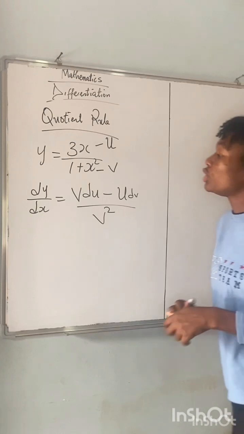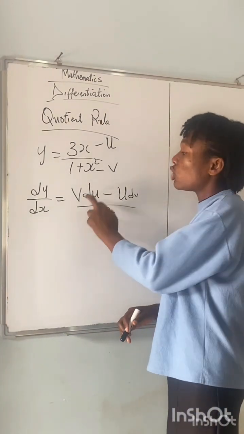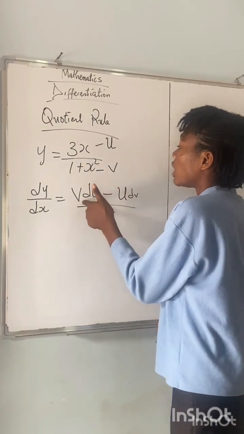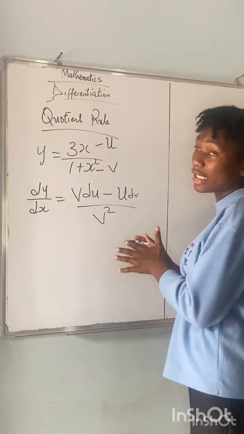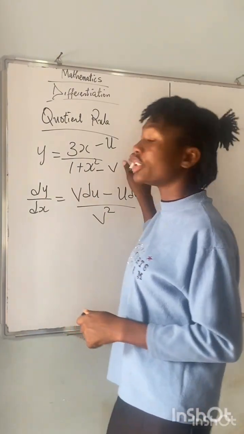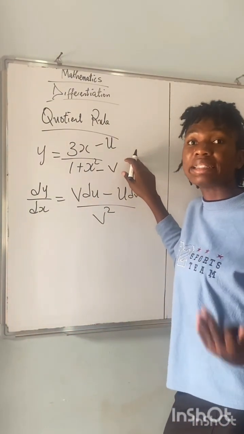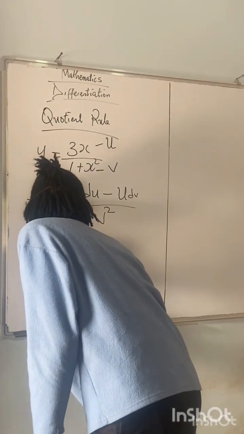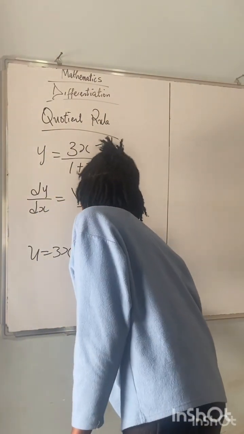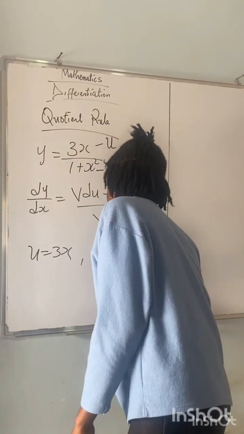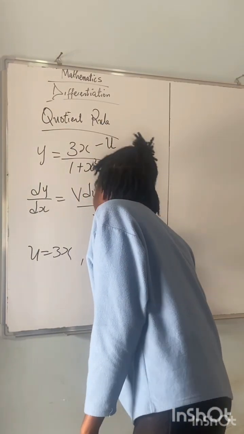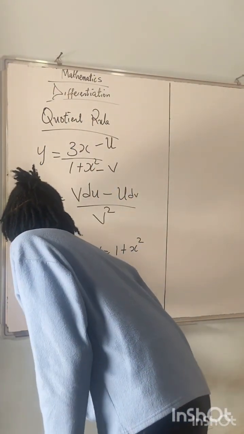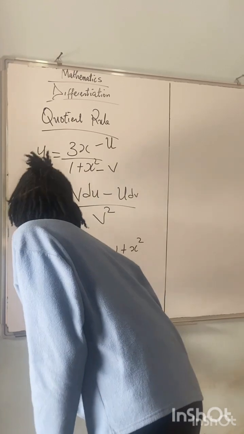Now we're going to be differentiating our u like we did before, holding our v constant, and differentiating our v, holding our u constant. The one looking bigger is the one that is constant for that case. For this question, we identify our u and our v. Our u is equal to 3x, and our v is equal to our denominator, which is 1 plus x squared.